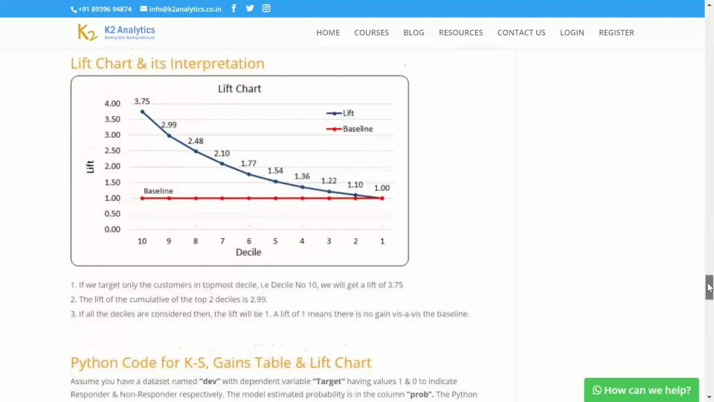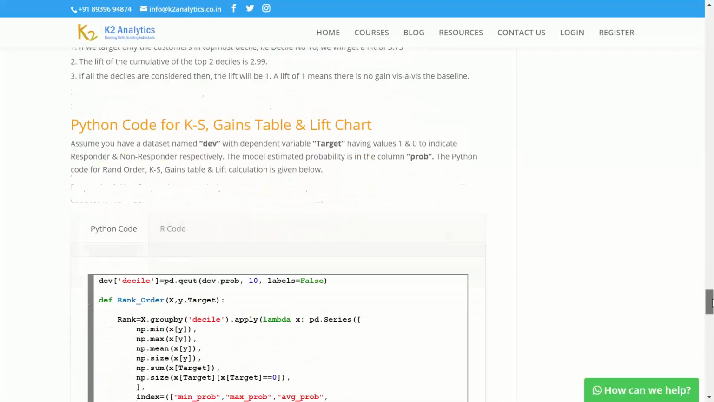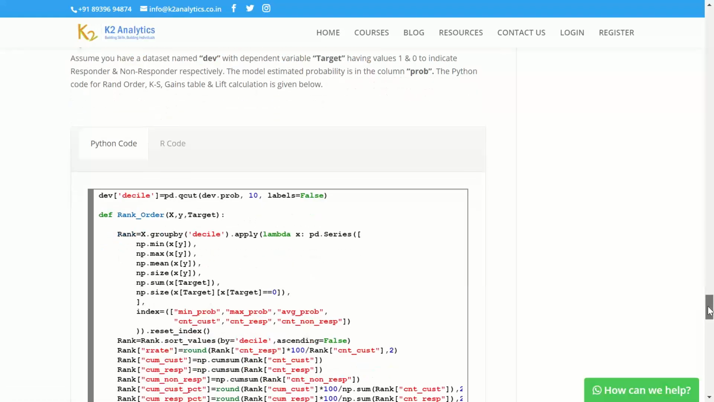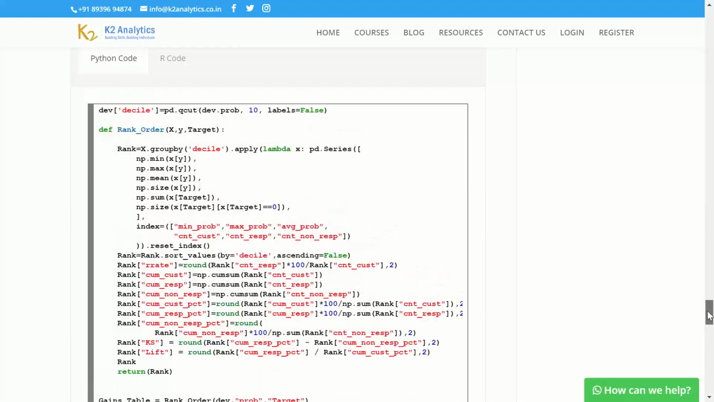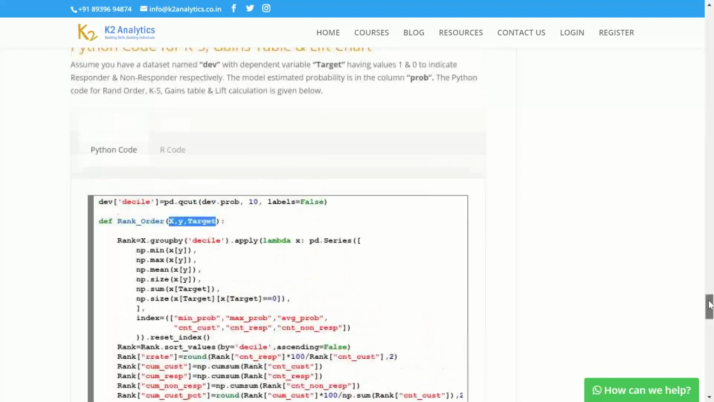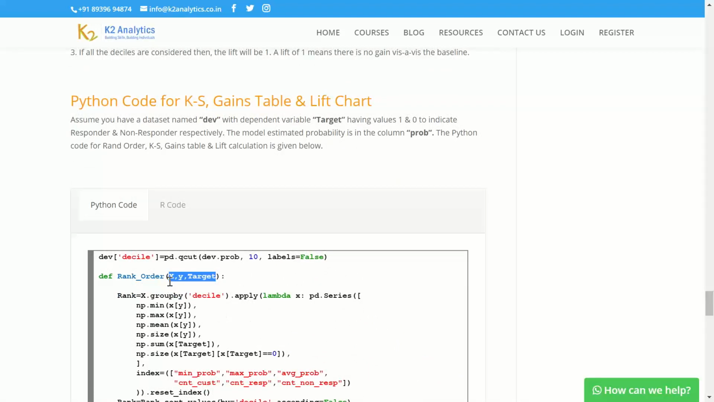Okay, having explained the lift, how do we calculate all of this in R or Python? The Python code for calculating the lift chart and rank ordering table is given here. You can simply copy paste. There is a rank order function which I have created, and you pass appropriate parameters: your data set, your actual column and probabilities, and you get the table.